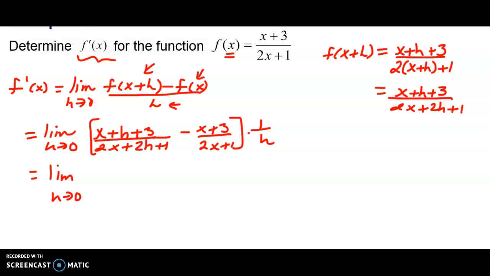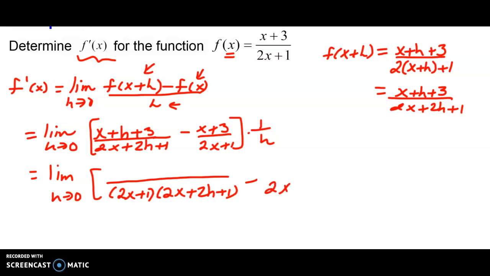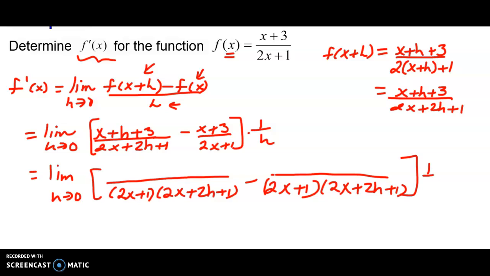So I have to subtract these fractions, so I need a common denominator. I have a trinomial and a binomial. To get a common denominator, I'm going to combine them. So I'm going to have 2x plus 1 times 2x plus 2h plus 1 as my common denominator. I'll do the same thing for the second term. So we're just going to write that down. There's a bit of writing terms down. Still got a 1 over h.